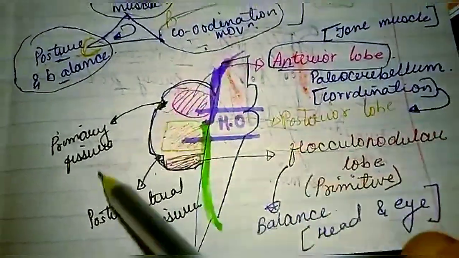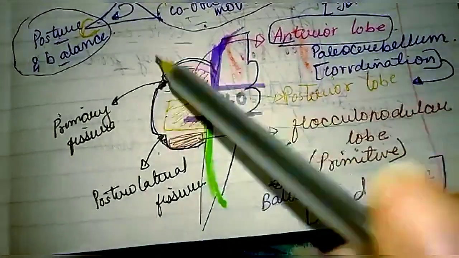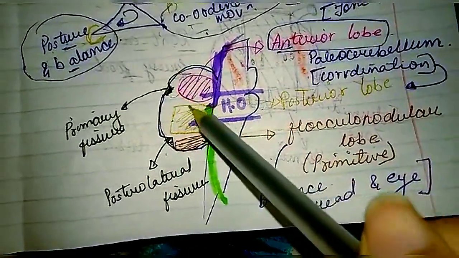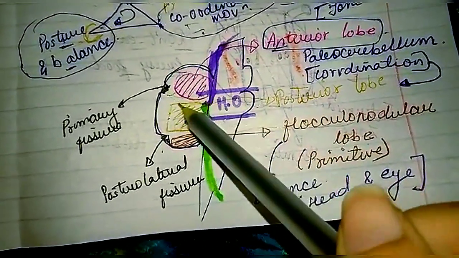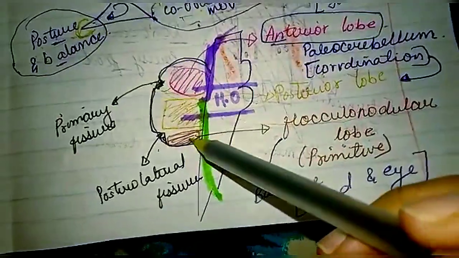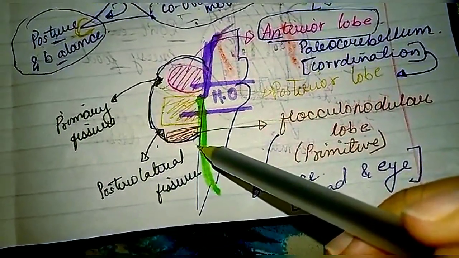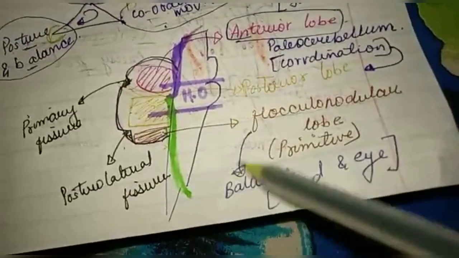Okay. There are two fissures that divide the cerebellum into three parts. The first fissure that divides the anterior lobe and posterior lobe is known as primary fissure. The second, between posterior lobe and flocculonodular lobe, is the posterolateral fissure or dorsolateral fissure.